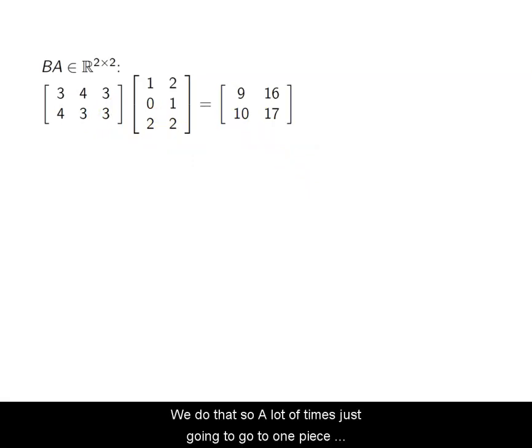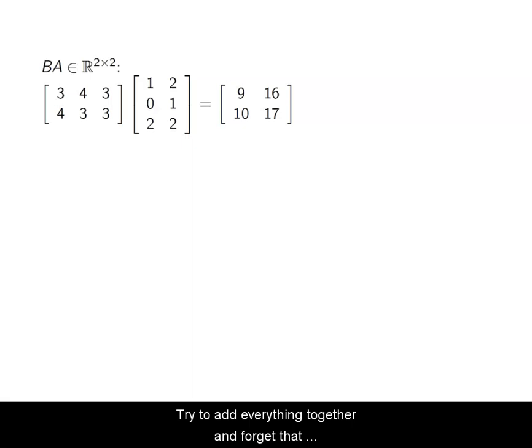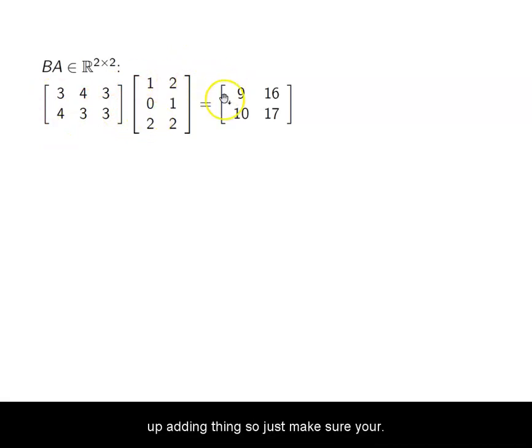So a lot of times, you just kind of go one piece at a time. Go slowly because it's very easy to try to add everything together and forget that you're multiplying stuff. That's something I do quite often. So a lot of times I just go, oh, this is 4, and this is 3, and then this is 5, for instance, and I'll end up adding things. So just make sure you're going slow and doing your arithmetic correctly.